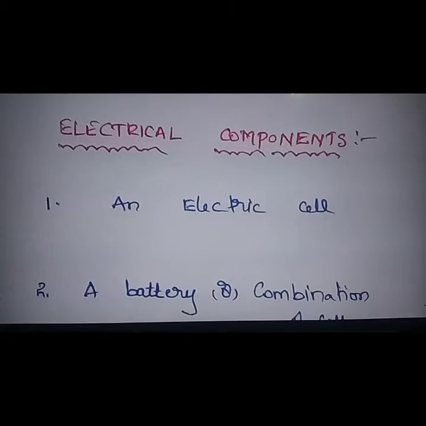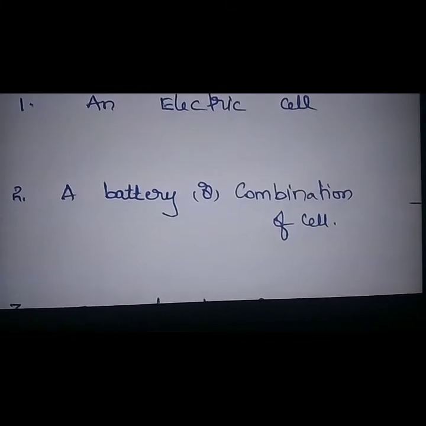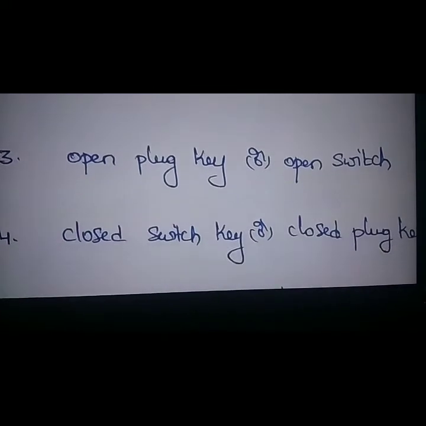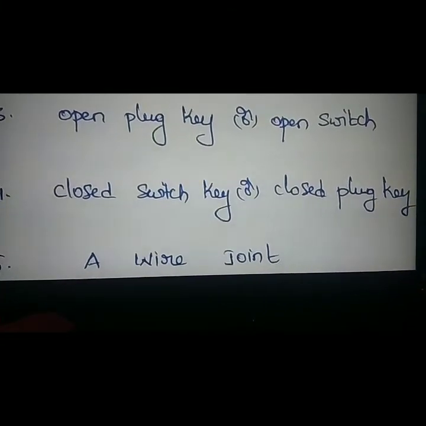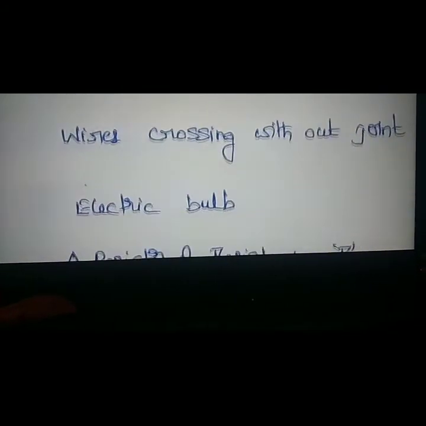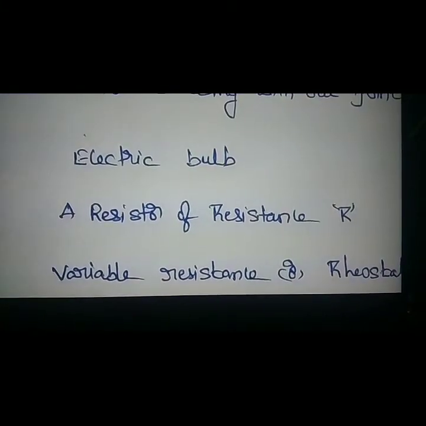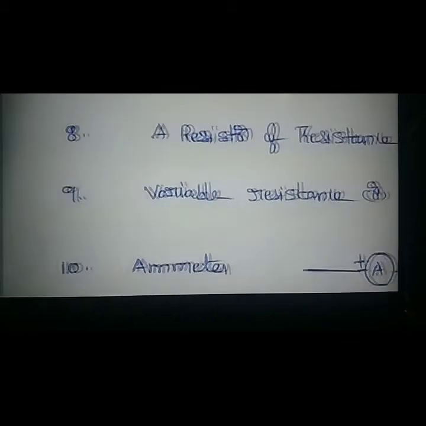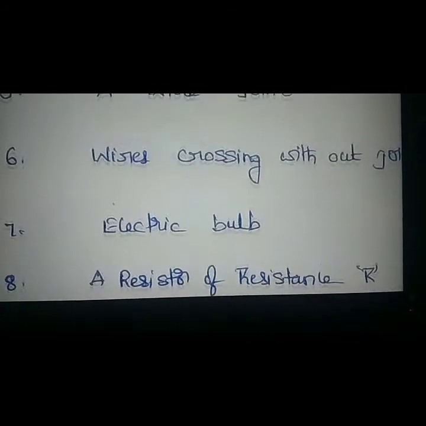See some of the electrical components here. One is an electric cell, a battery or combination of cells, an open plug key or open switch, a closed switch or closed plug key, a wire joint, wires crossing without joint, an electric bulb, a resistor of resistance, a variable resistance or rheostat, an ammeter, and a voltmeter. So these all are electrical components.